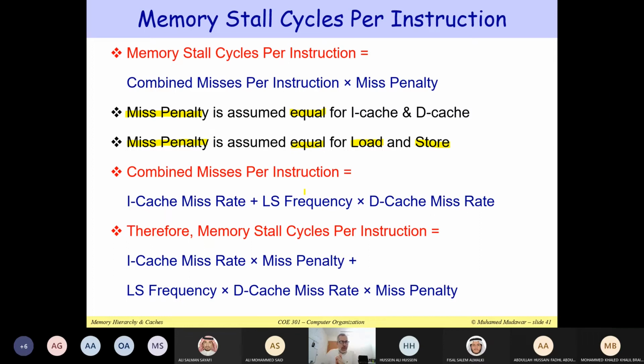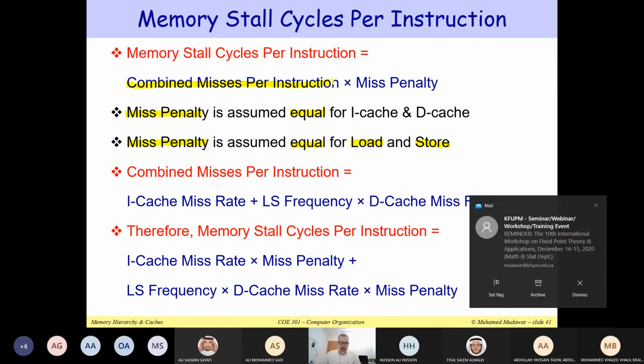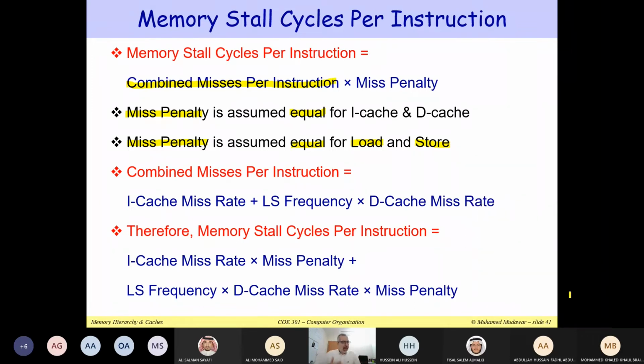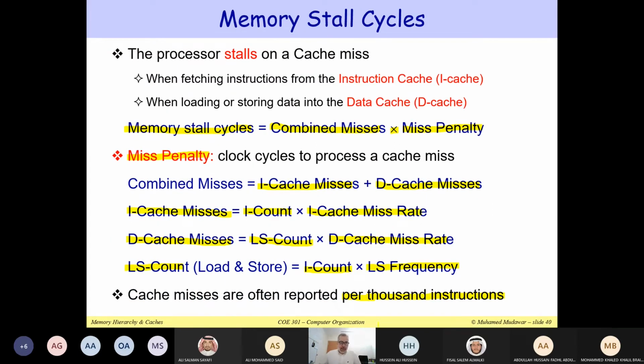Right, so now I would like to look at the combined misses per instruction. Notice that in this equation we have combined misses per instruction, so we are looking at the combined misses and dividing it by the instruction count. If I go back to the previous slide, notice that the combined misses is the I cache misses plus the data cache misses. So when you divide the I cache misses by the instruction count, you get the I cache miss rate. That's very simple.